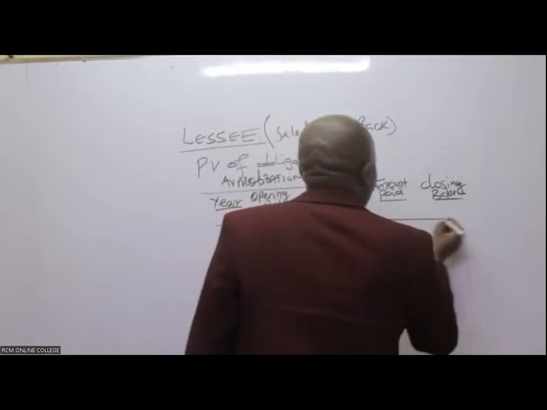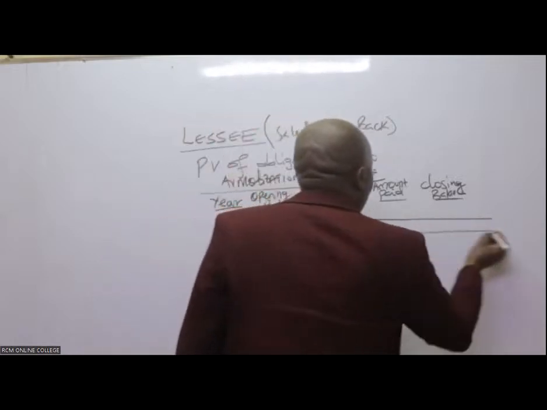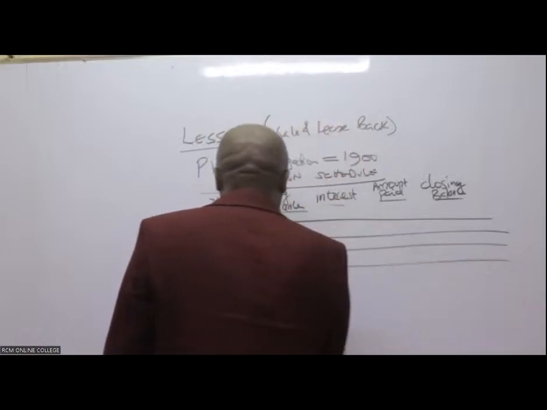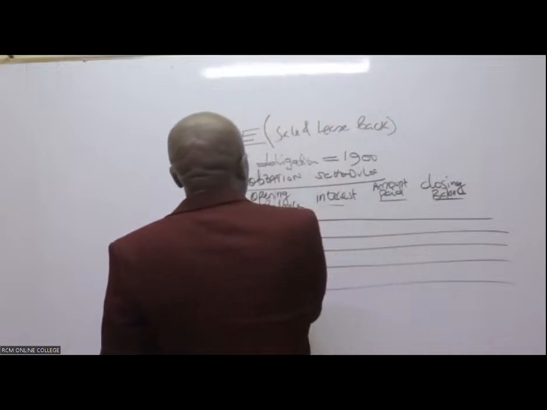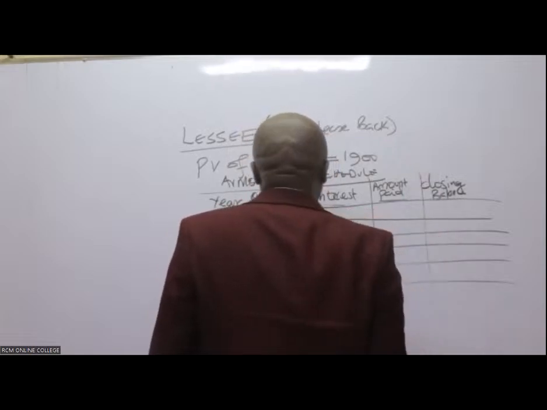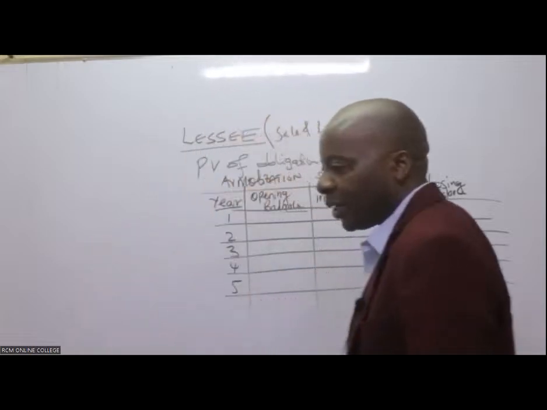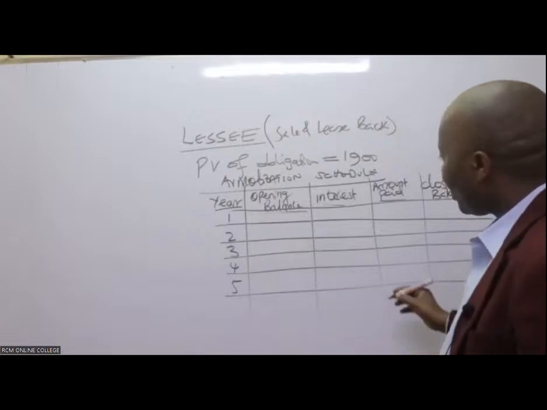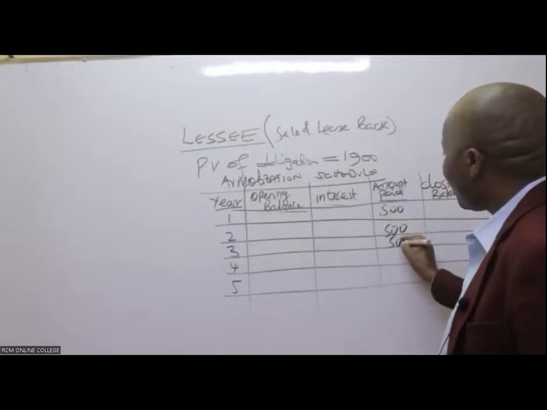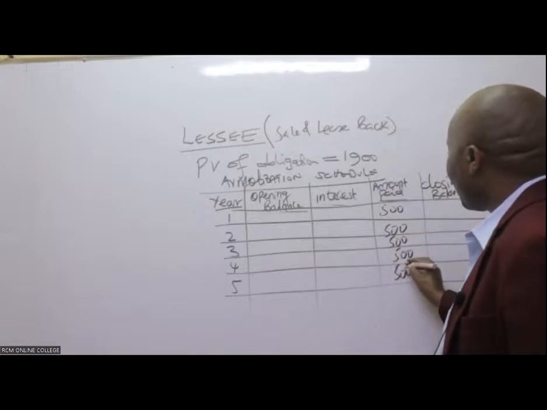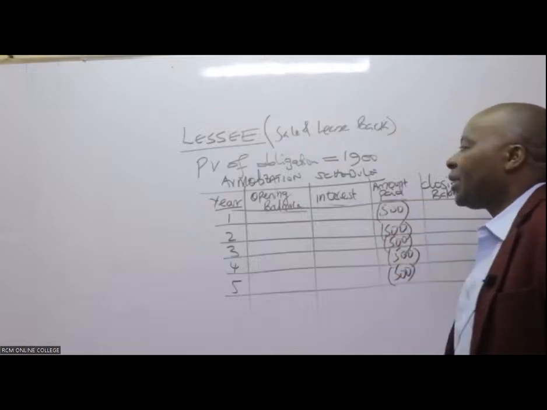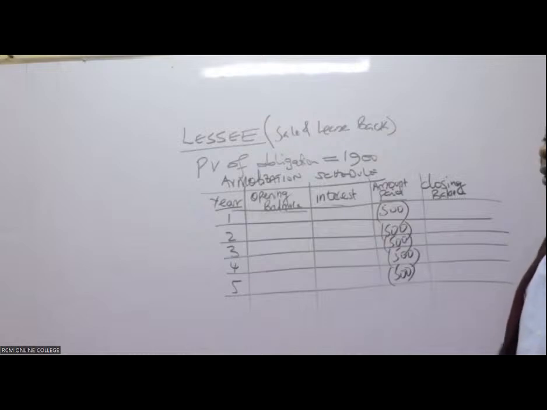Can somebody tell me what is the amount to be paid on an annual basis? They told us the amount to be paid on an annual basis, cutting the 3 zeros, it's 500. And this one is never debatable. It's 500,000. This is the first thing that I should do. It's 500 that I'll be paying every year for this lease. How about the opening balance?